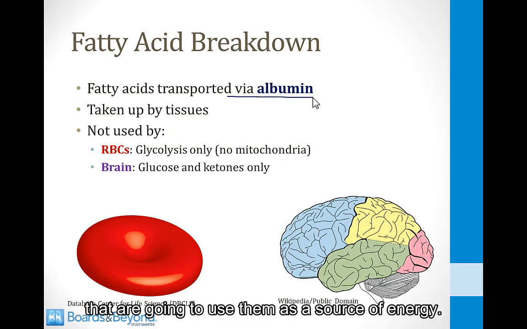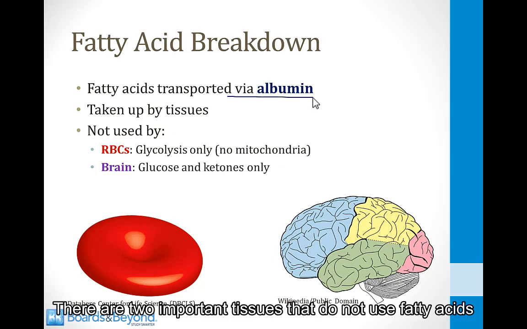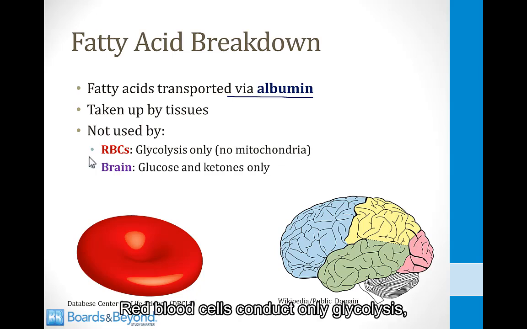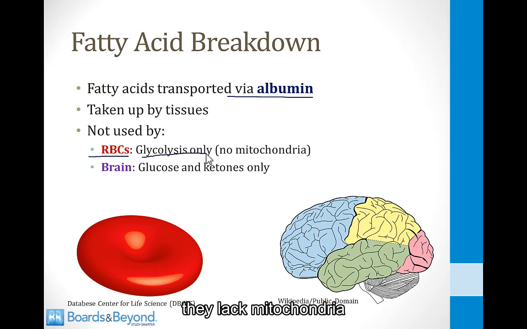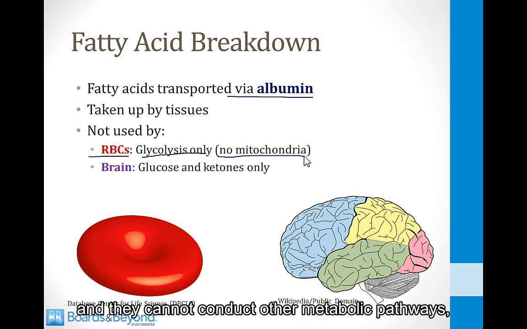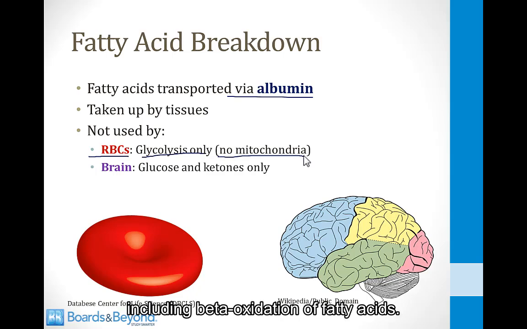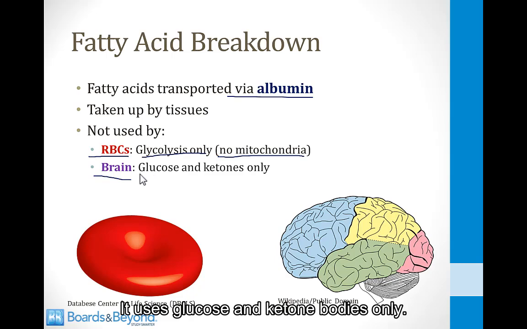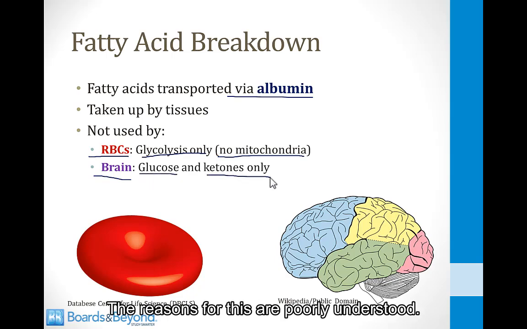There are two important tissues that do not use fatty acids for energy that you should always remember, especially for step 1. Red blood cells conduct only glycolysis. They lack mitochondria, and they cannot conduct other metabolic pathways, including beta oxidation of fatty acids. And then finally, the brain does not use fatty acids as a source of energy. It uses glucose and ketone bodies only. The reasons for this are poorly understood. It used to be believed that fatty acids could not cross the blood-brain barrier.